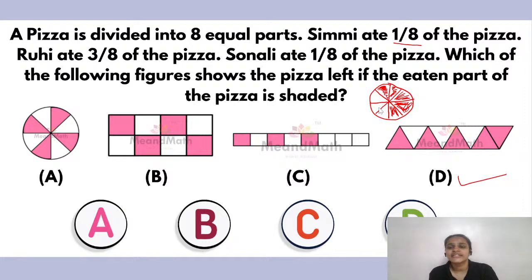So how many unshaded regions are left? 3. And 1, 2, 3, 4, 5 are shaded. This figure shows one part shaded, 2, 3, 4, 5, and 3 are unshaded. So this picture represents the answer to this question. Here we do not have 5 regions shaded, we have only 3 shaded. Here we have only 4 shaded, and here also only 4 shaded, but 5 pieces were eaten. That is why these are all incorrect answers. The correct answer is D.